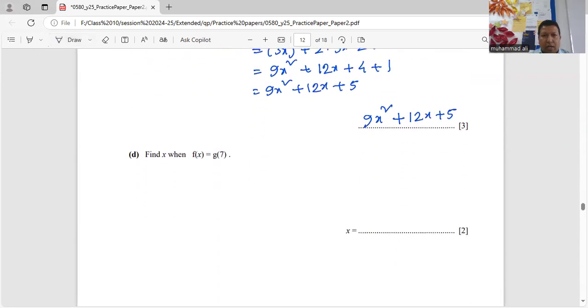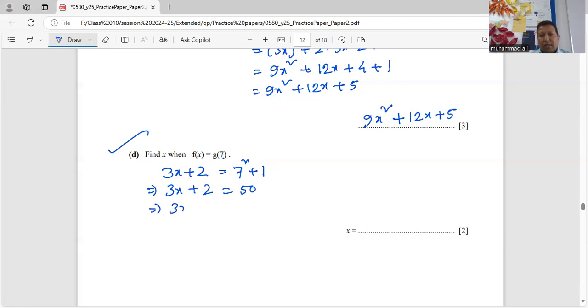Now, find x when f(x) equals g(7). So f(x) equals 3x plus 2. We have to put 7 in the g function. So it will be 7 squared plus 1. So 3x plus 2 equals 7 squared, which means 49 plus 1 is 50. So 3x equals 50 minus 2, 48. So x equals 48 divided by 3. So it will be 16. The answer will be 16.